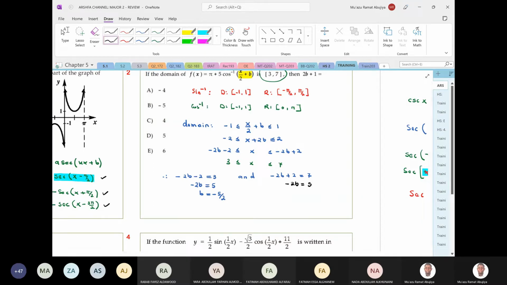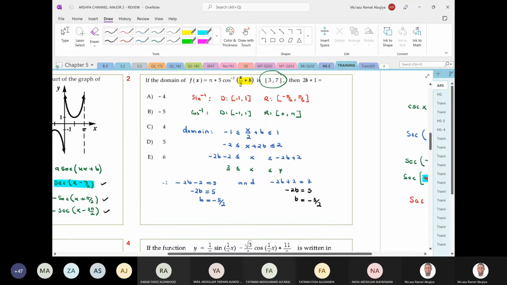Okay, so this is going to be equal to 5, and that means b will be equal to minus 5 over 2. So you can see here that we have the same value of b, so we don't need to solve both of them. One is enough. Now let us go back to the question.